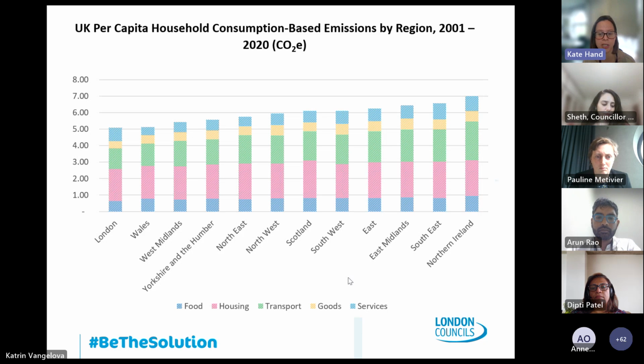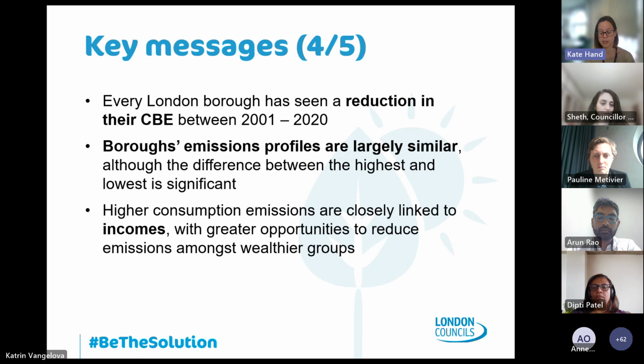Moving on, the fourth main message, moving on to the borough account, which is a really innovative aspect of the work we've done here, or the work that Anne has done here. So every borough has seen a reduction in their consumption-based emissions across that 20-year period. And borough emissions are reasonably similar, but there is quite a big difference between the highest and the lowest. And I will flag at this point that, of course, we look at things on borough boundaries, but consumption emissions are closely linked to incomes. So, you know, borough boundaries are probably less important than the wealth of a particular group, and that means that there's good opportunities amongst our more affluent citizens to reduce consumption-based emissions. Particularly, we know that many Londoners are struggling right now.